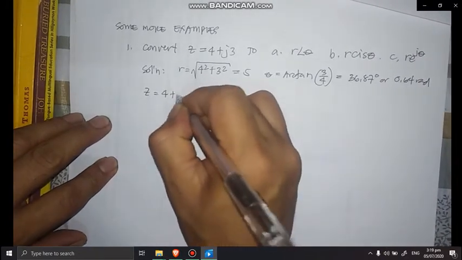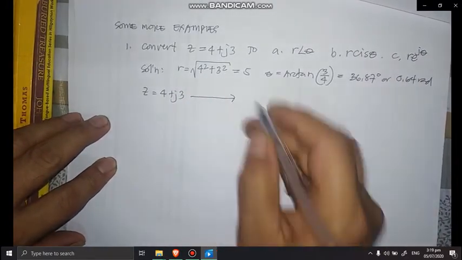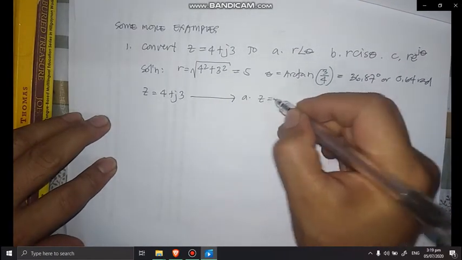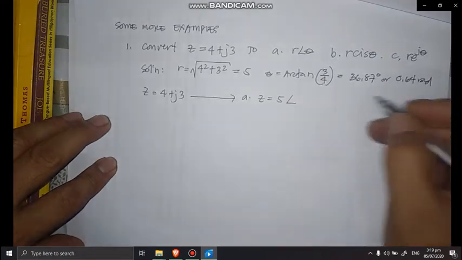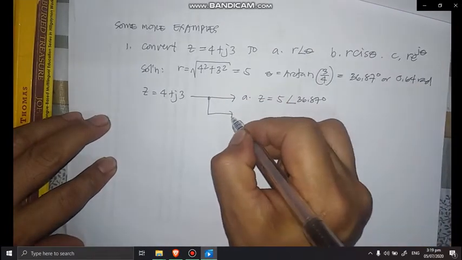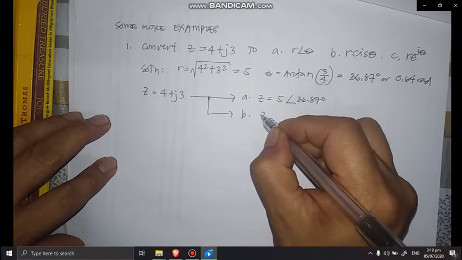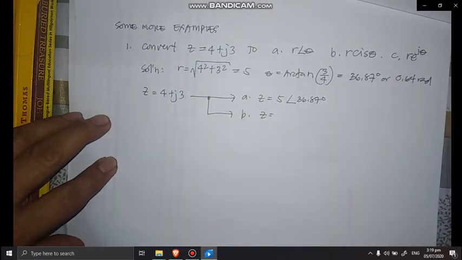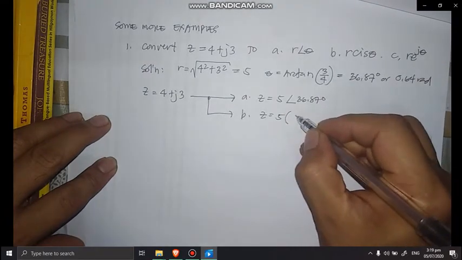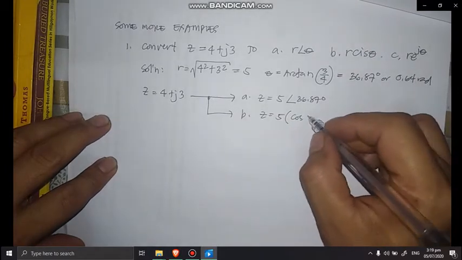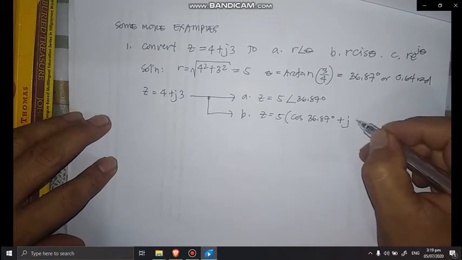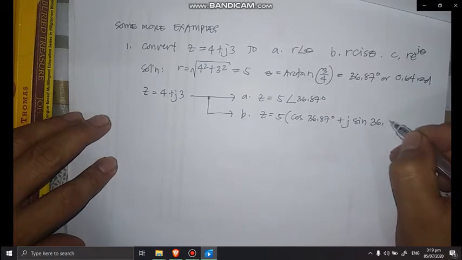Therefore, 4 plus j3 is equivalent to the polar form, that's for A, z equals 5 angle of 36.87. For letter B, the cis form, z is equal to r, which is 5, multiplied by the cosine of the angle 36.87 plus j sine of 36.87 degrees.